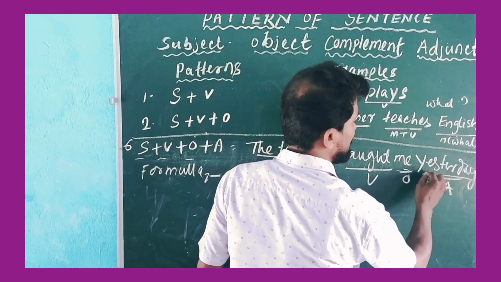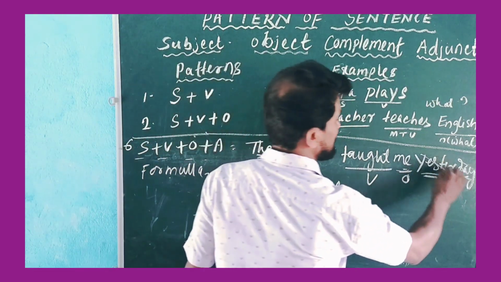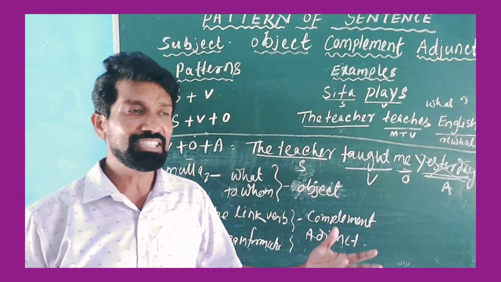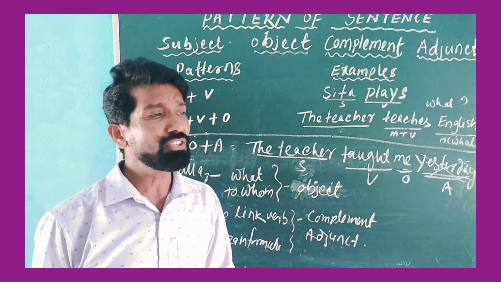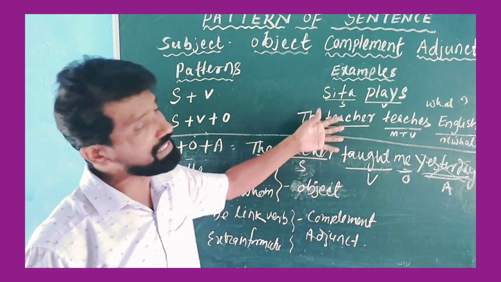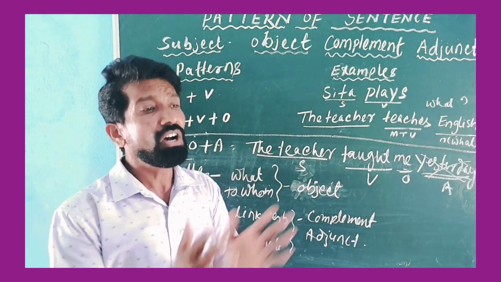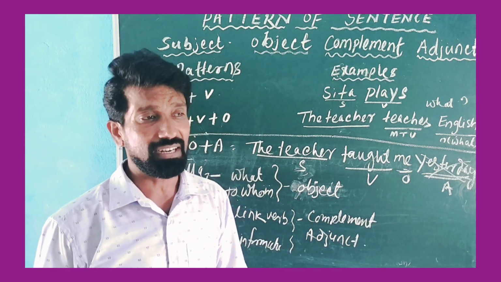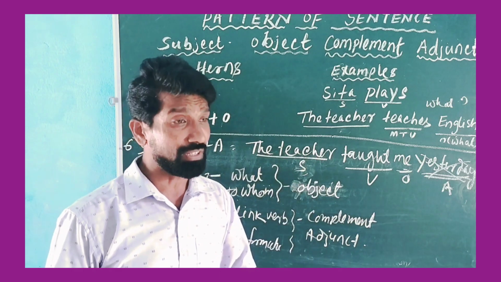And here is the adverbial. How can I know? It's extra information. You just cut this word. The teacher taught me. The sentence is correct. There is no mistake here. So the adverbial can be added to every sentence, every part. Complement plus adverbial, object plus adverbial, verb plus adverbial. You can use an adverbial in every place. An adverbial is not necessary in a sentence, but you have to remember that it's extra information.